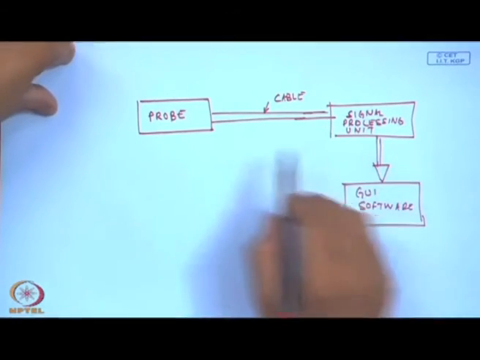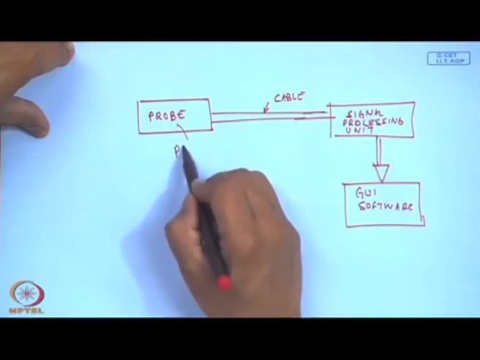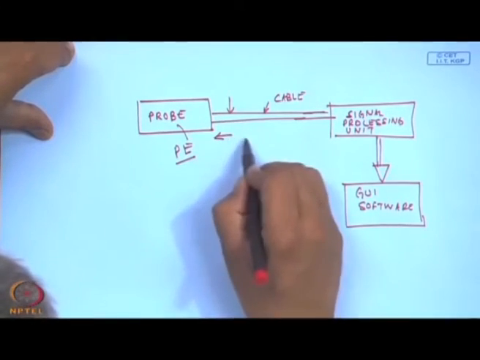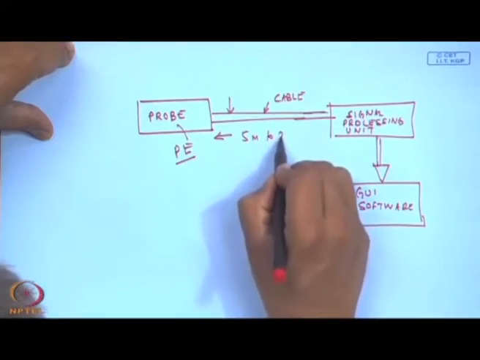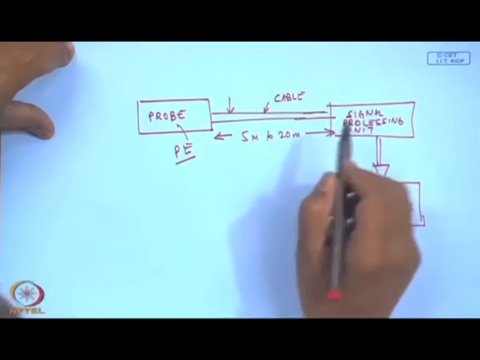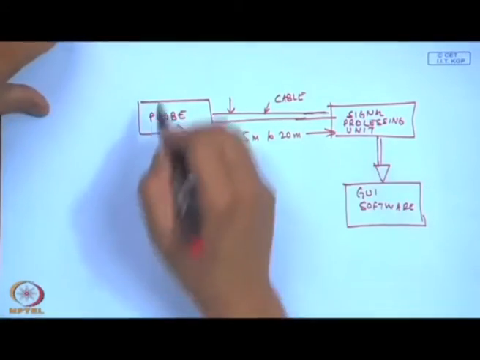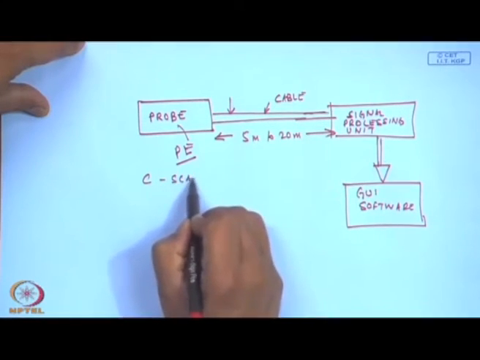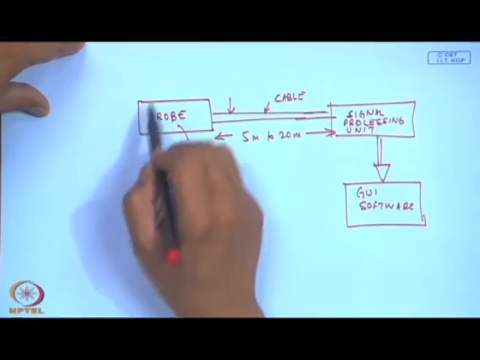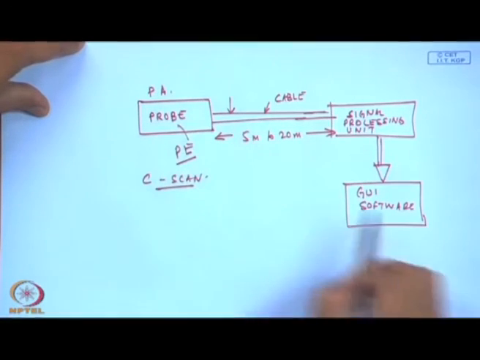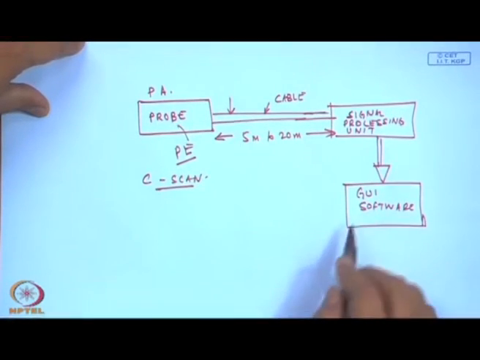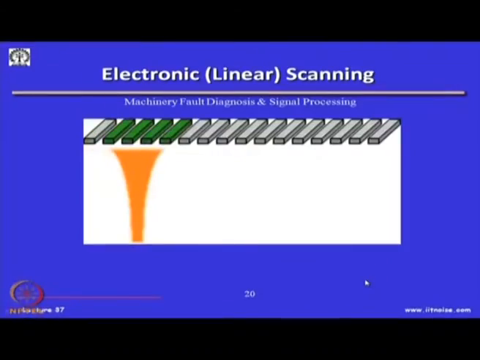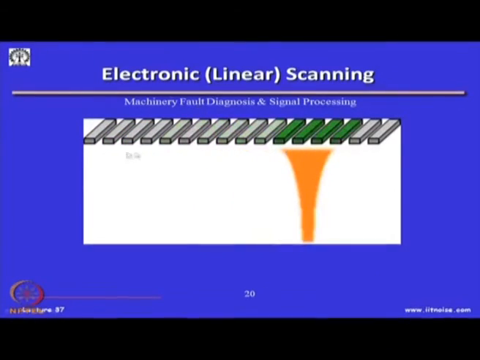Sometimes care has to be taken, because they are all piezoelectric material. These cables, typically in a plant, come in standard lengths from 5 to 20 meters. So, you could be traversing the probe depending on whichever scan mode, and usually a C scan can be done with such a phased array probe. Then you can get GUI software where you can get an image of the system. So, this is one method by which the linear scanning is done.